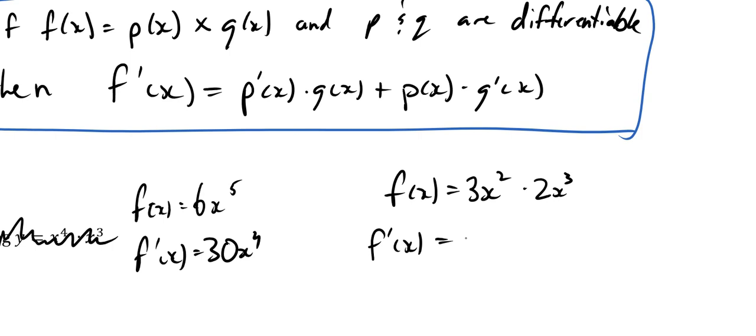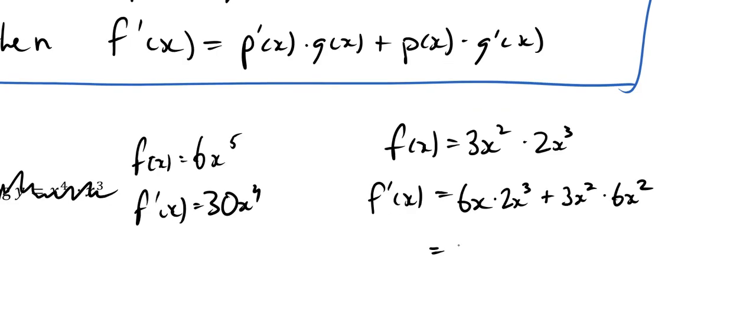The derivative of the first, so the derivative of 3x squared, which is 6x, times the second, which is 2x cubed, plus the first, 3x squared, times the derivative of the second, which is 6x squared. 6 times 2 is 12. x times x cubed is x to the 4th, plus 3 times 6 is 18. x squared times x squared is x to the 4th. Adding the exponents, 12x to the 4th plus 18x to the 4th is 30x to the 4th.